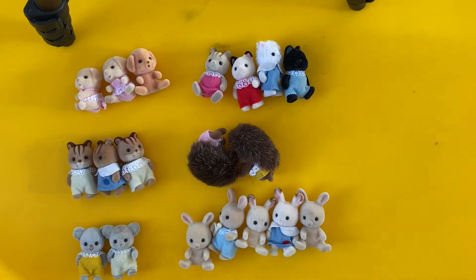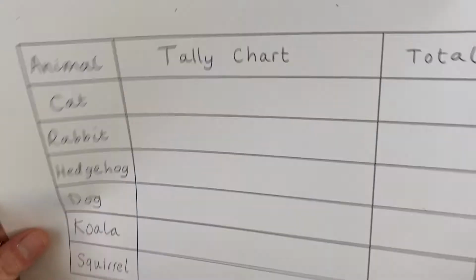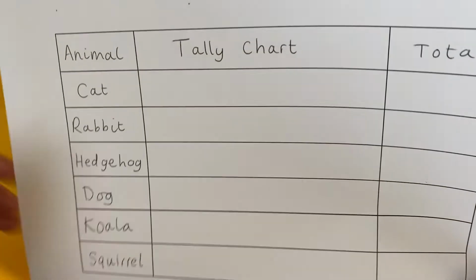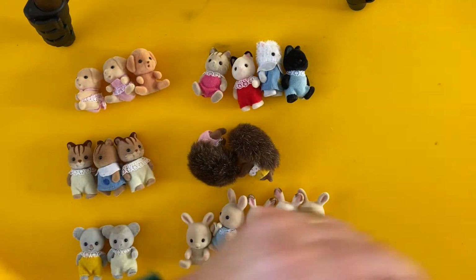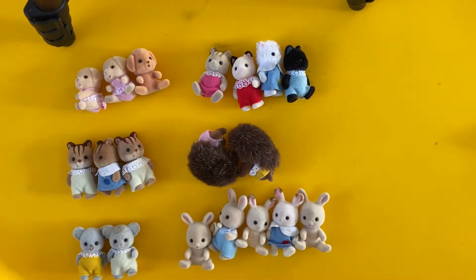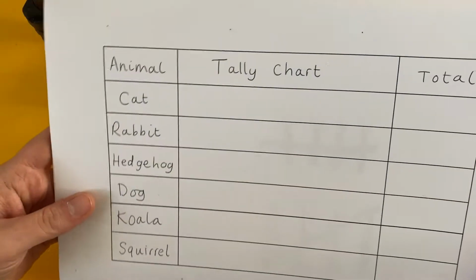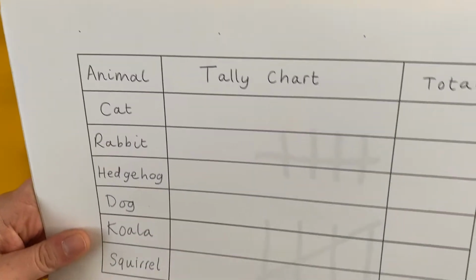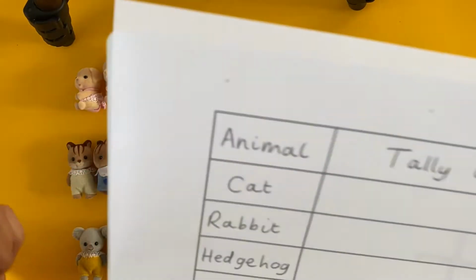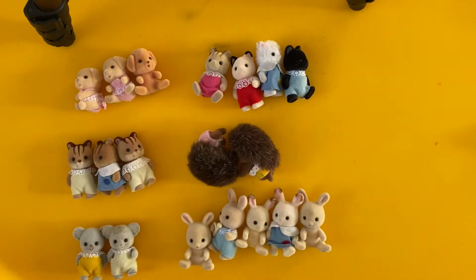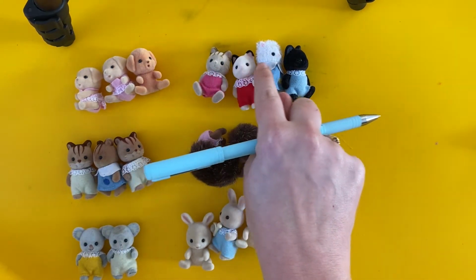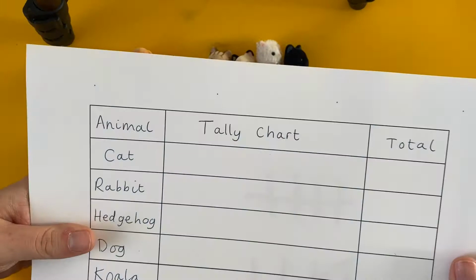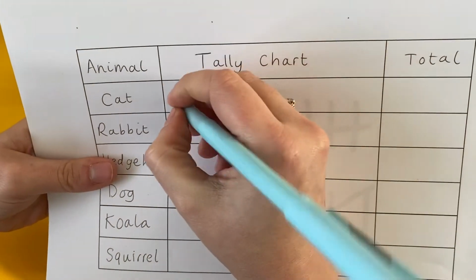Now I'm going to use my tally chart to help me organise them and to work out how many I've got of each animal type. So let's have a look at this. I'm going to use my whiteboard as a bit of support for my sheet. Okay, let's have a look. Cats. Where are the cats? Here. How many have I got? 1, 2, 3, 4. I'm going to mark them down on my tally chart.